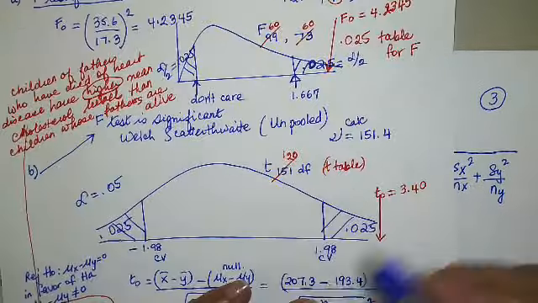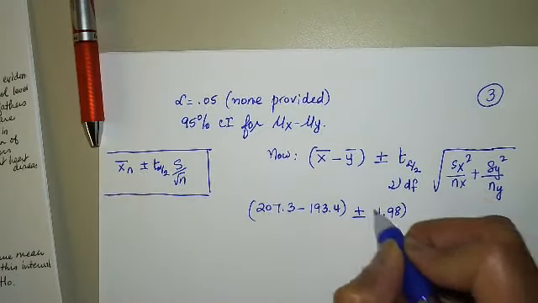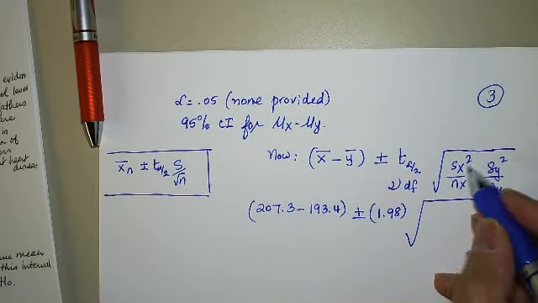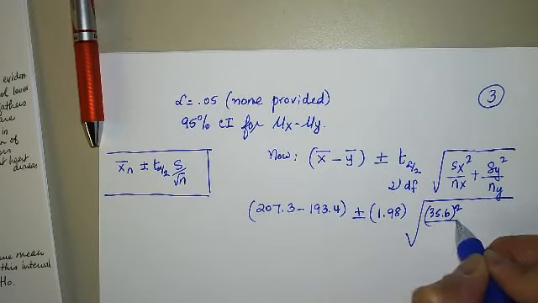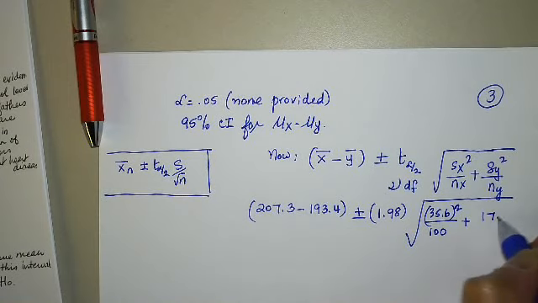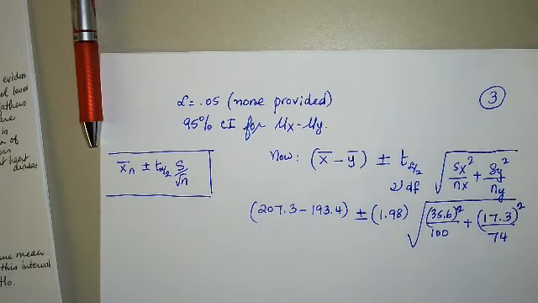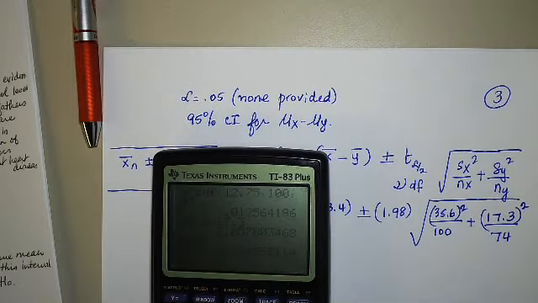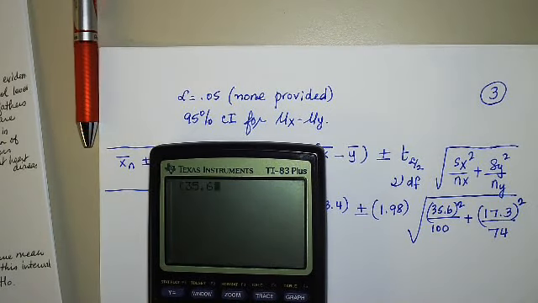So X bar is 207.3 minus 193.4 for Y bar, plus or minus T alpha over 2 new degrees of freedom. We already decided that that number was 1.98, so I'll use that same number, 1.98 radical Sx squared 35.6 squared over Nx plus Sy squared over Ny. And I plugged in. So now let's get this going on the calculator.